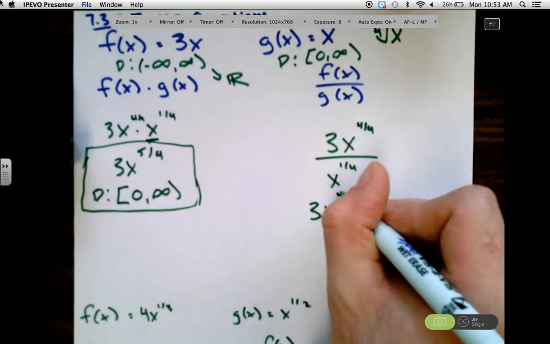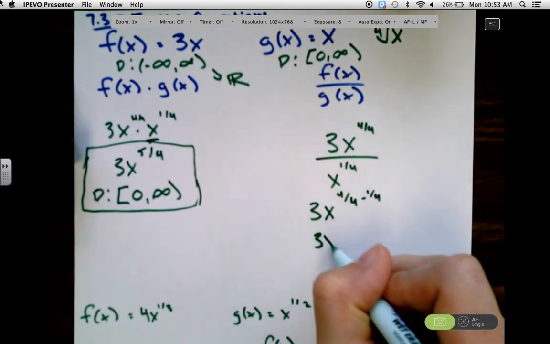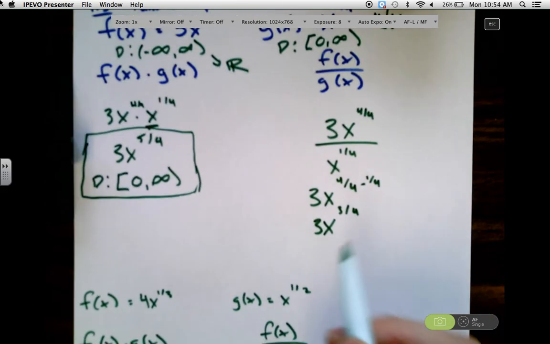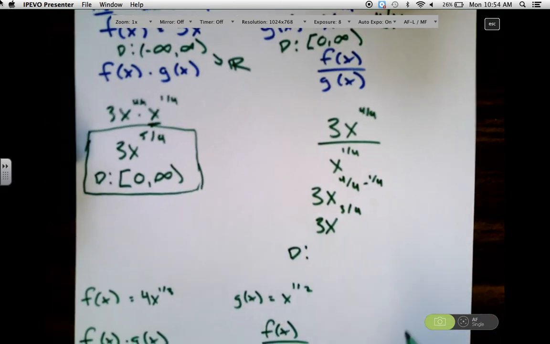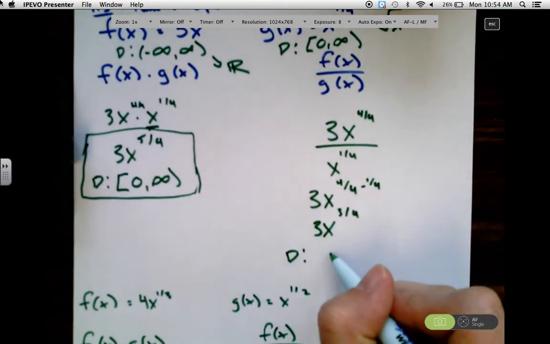So I'm going to end up having 3x to the 4/4, subtract the 1/4, I would have 3x to the 3/4. Now, the same thing, I'm going to look at my domain. I'm going to select the more restrictive of the ones up here. Alright, so looking at them again, it's going to be 0 to infinity.